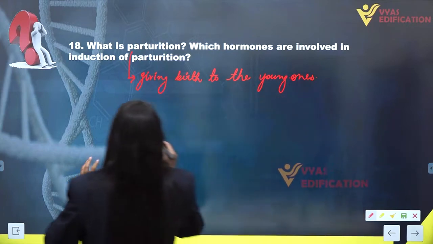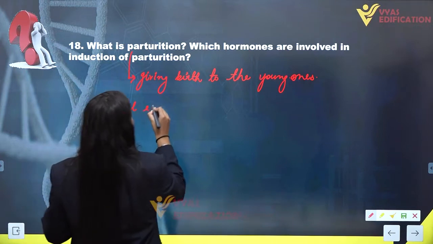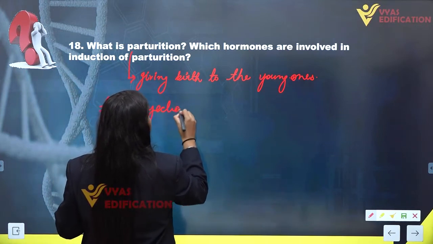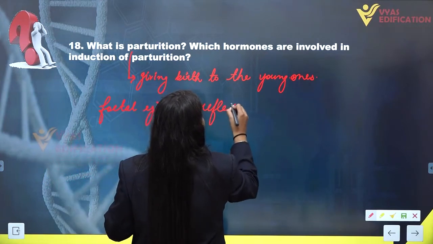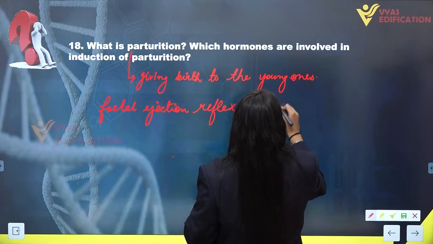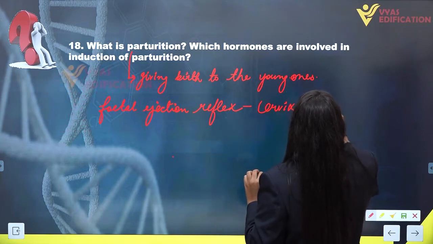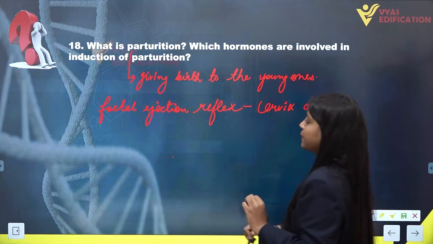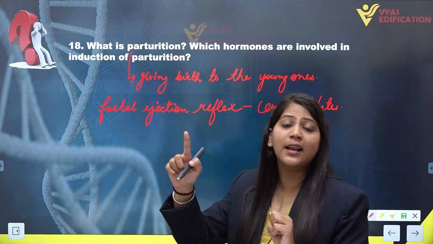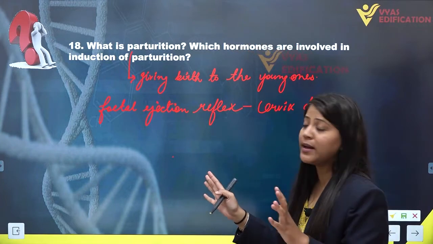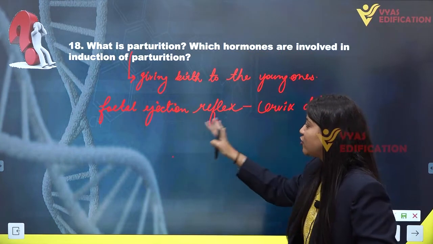So the first thing we have is the fetal ejection reflex, in which the cervix gets dilated. The developed fetus and placenta send signals for the dilation of the cervix and the parturition process. This is known as the fetal ejection reflex.